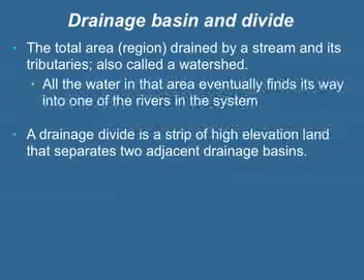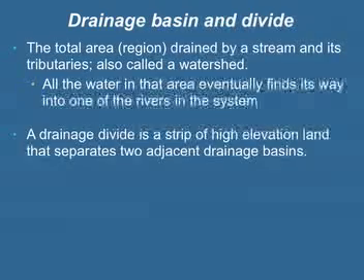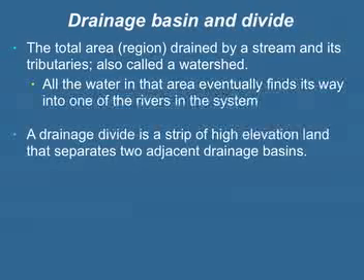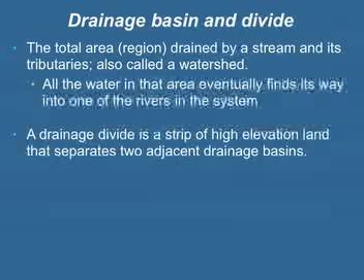All right, so we're going to talk about drainage basins and divides, and I always think of drainage basins as watersheds. So a drainage basin is the total area drained by the stream and its tributaries, so all the water that ends up in the stream. And a divide is a high elevation strip of land that separates adjacent drainage basins. Wait till you see how big it is for the Mississippi River.